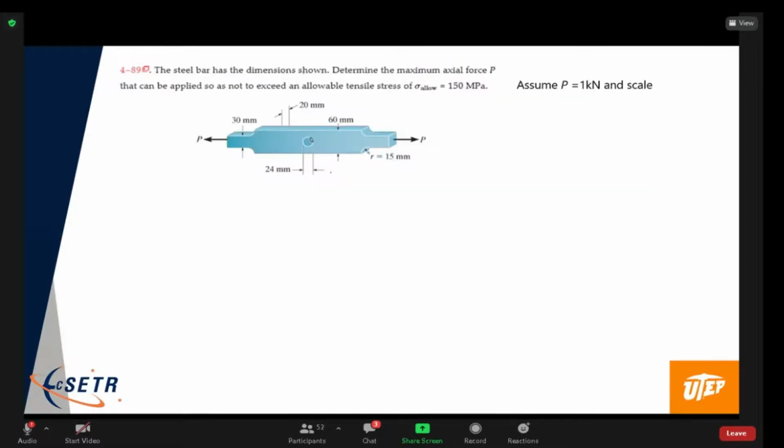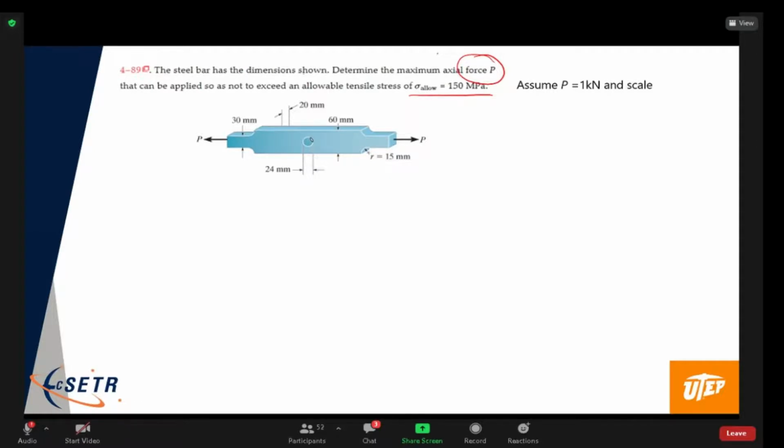All right, so here's an example for this problem. Here's a steel bar, and they give you the dimensions, and they give you an allowable stress, okay? So the stress cannot exceed 150 megapascals. And they want you to find the maximum force P that you can apply where you won't exceed that allowable stress.